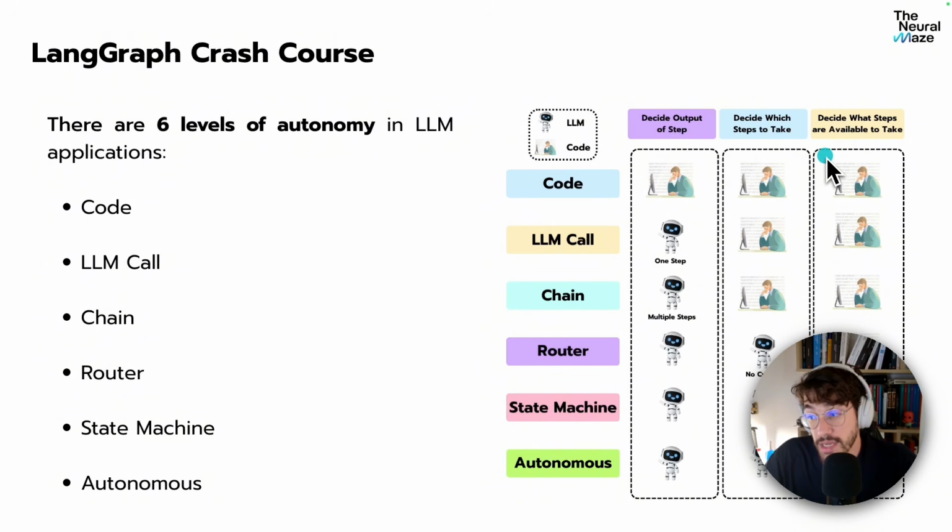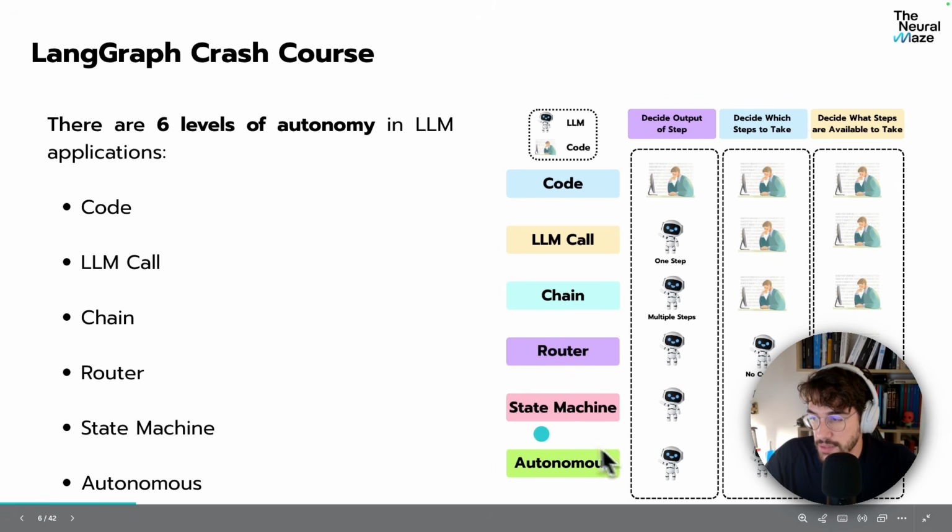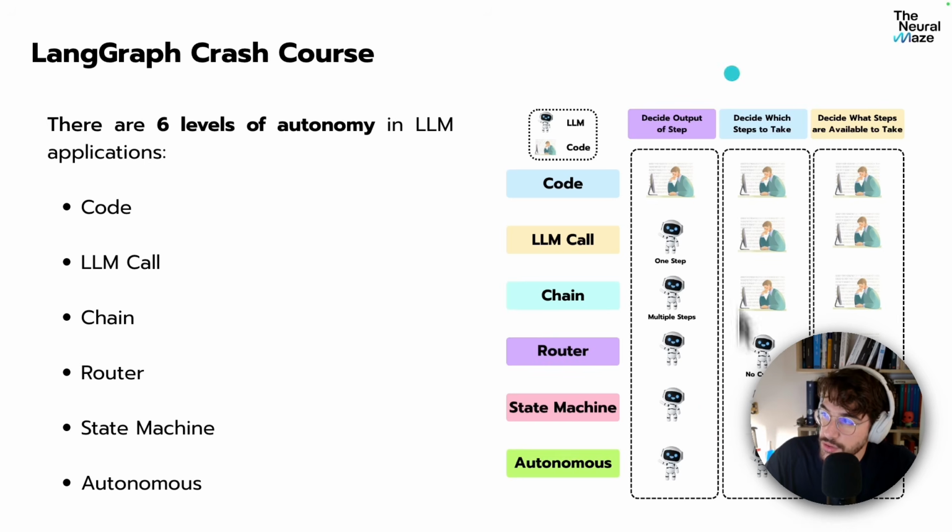All right. Today's video, I'm not going to create an autonomous agent. We're just going to create a state machine. All right. Because the agent, this Telegram bot agent, is going to decide the output of each step, is going to decide which steps to take.